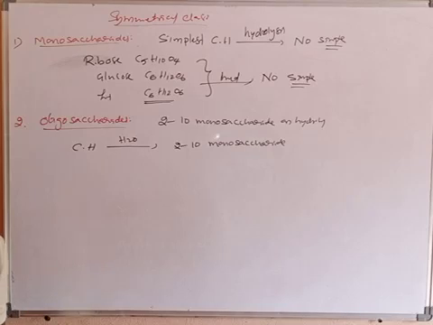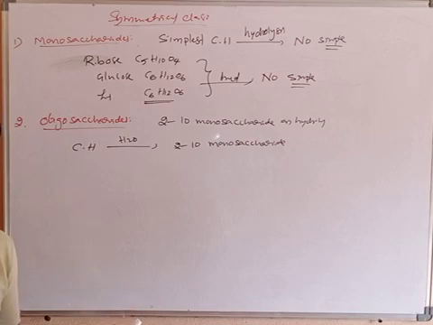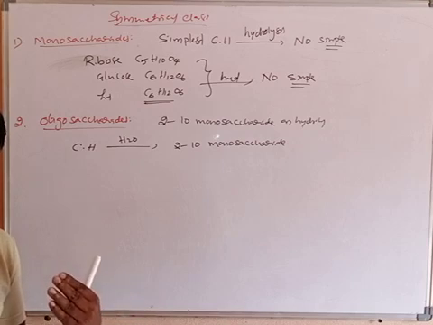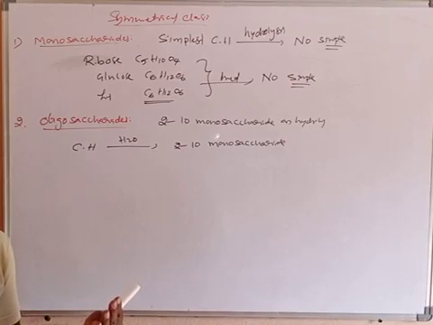What is the meaning of disaccharides? They produce 2 monosaccharides on hydrolysis. Next, trisaccharides produce 3 monosaccharides on hydrolysis. Clear? What about tetrasaccharides? They produce 4 monosaccharides on hydrolysis.